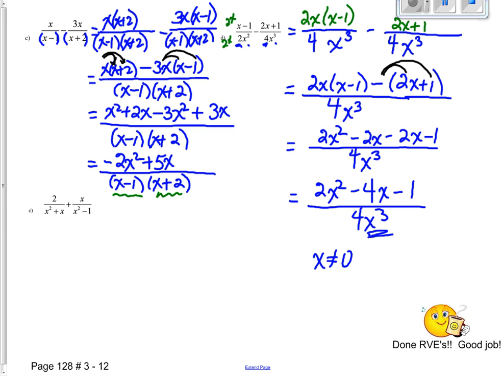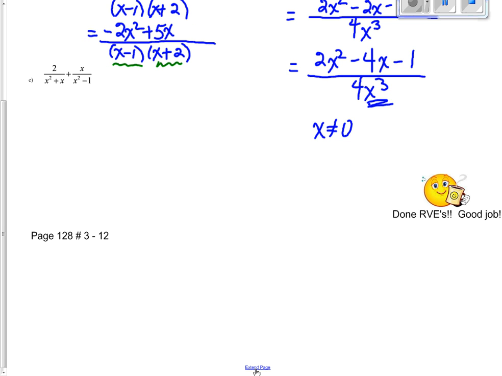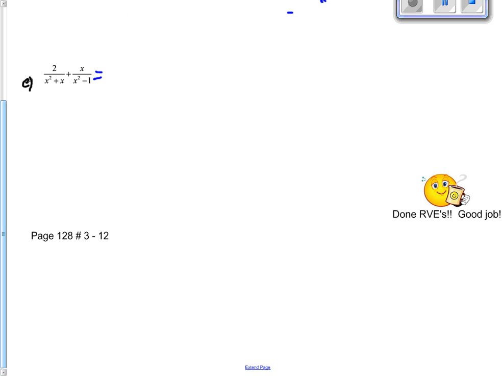Last question. E. 2 over x squared plus x, over x squared minus 1. Because I see some subtraction and addition in the bottom, I don't have it in factored form. So I'm going to see if there's anything I can do. Otherwise, I'm going to have a nasty common denominator.